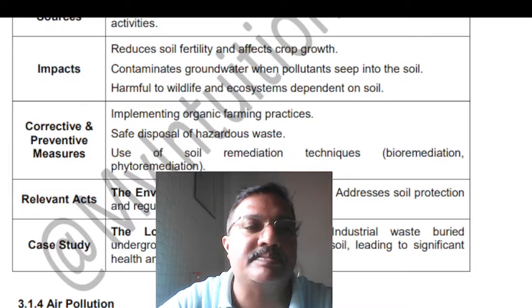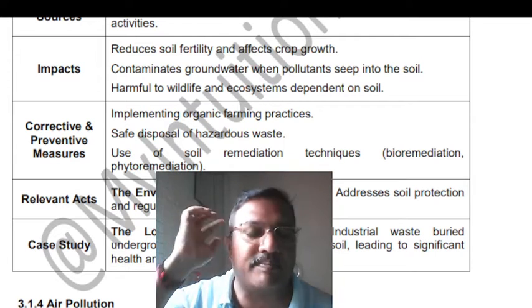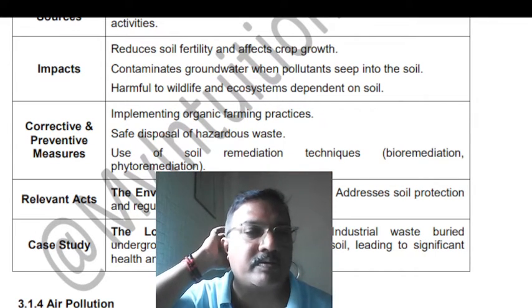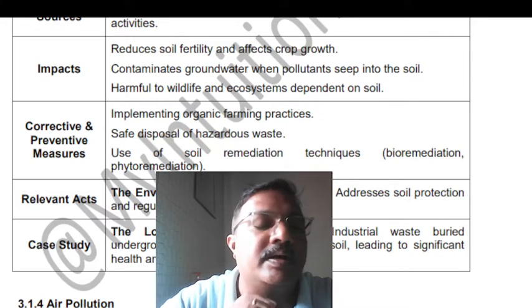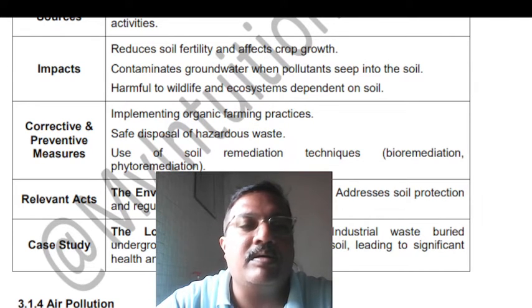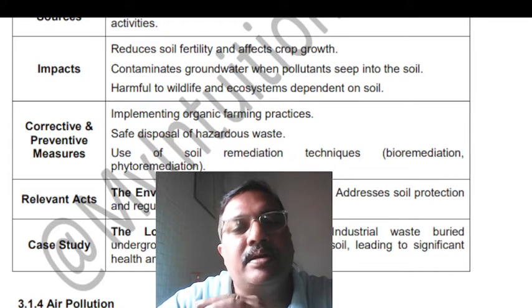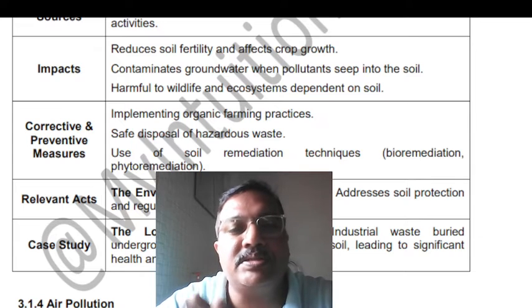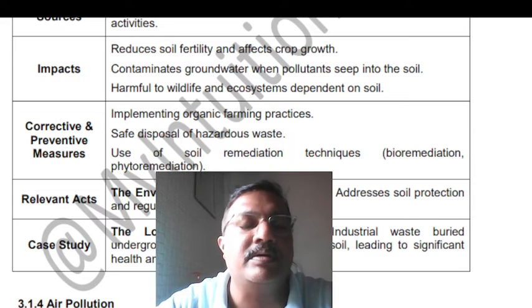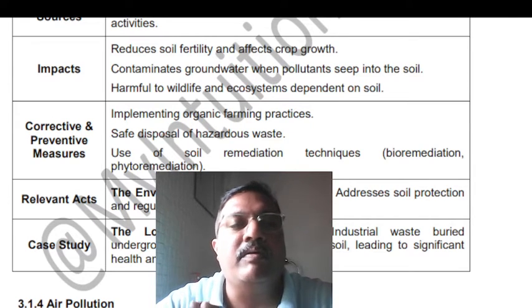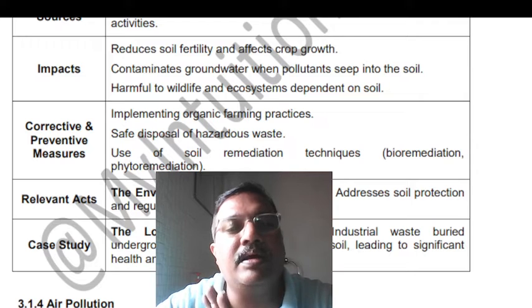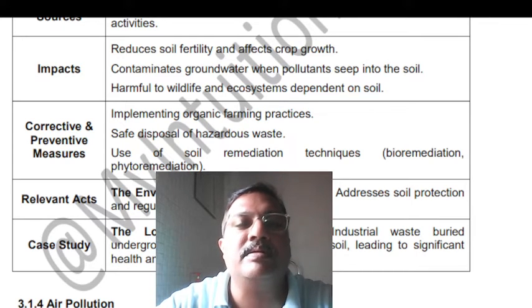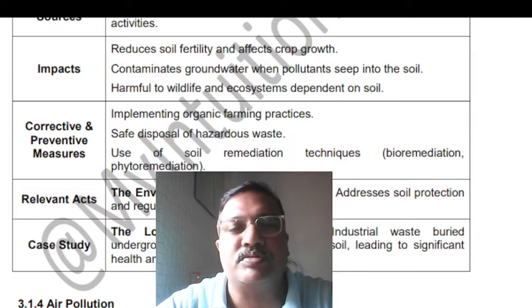Impacts: soil pollution has several negative impacts, on agriculture, on water quality, as well as on the ecosystem. On agriculture, the polluted soil loses its fertility, which means the crops cannot grow properly. The food grown in this contaminated soil can also carry harmful chemicals, affecting our health, human health. Water: the pollutants in the soil can seep into groundwater, contaminating the drinking water sources.